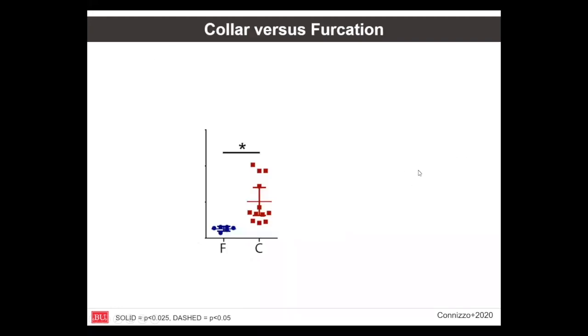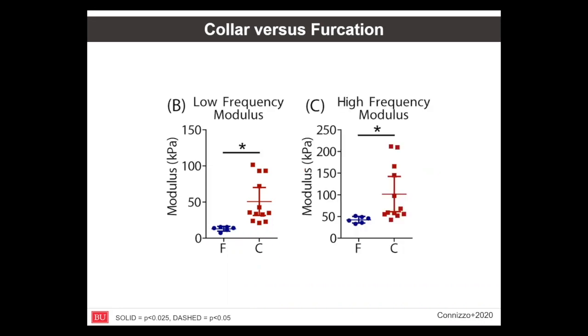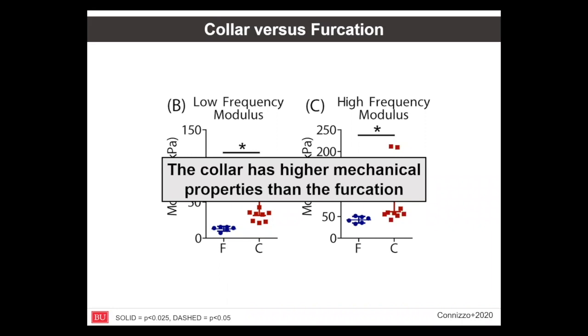Okay, so the first thing we did was we compared properties between the collar and the furcation. On the left in blue is the furcation, and on the right is the collar, and this is pooled over all of the different regions that we measured. Shown on the left is the low frequency modulus, and on the right is the high frequency modulus. As you can see, in the collar compared to the furcation, there was a significantly higher modulus value for both the low frequency and high frequency moduli, suggesting that the collar has higher mechanical properties than the furcation, particularly in our indentation, which is indicative of compression, but also tension due to the way that we're indenting.